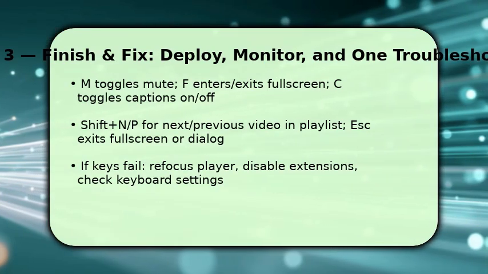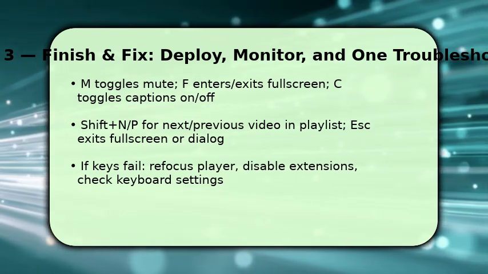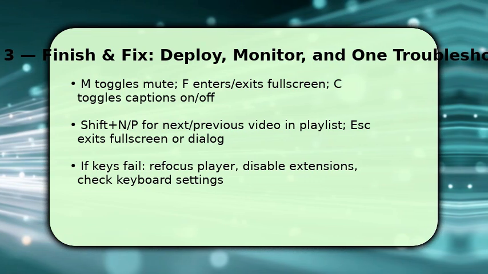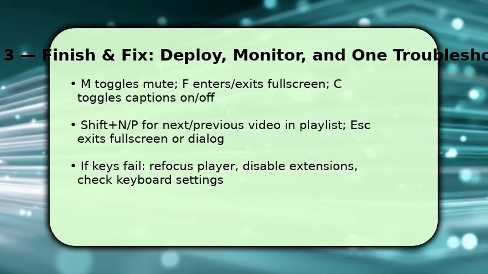Press M to mute, F for full screen, and C to toggle captions. These speed common tasks. If you're on a playlist, shift with N or P moves next or previous and press ESC to escape full screen or close overlays.